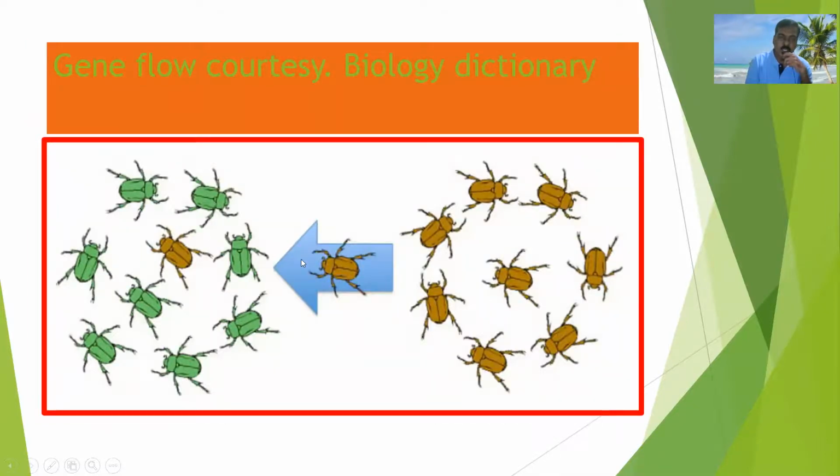Here you can see there are two populations. One of the individuals is migrating towards the A population, where it can mix with another individual and reproduce. They go for interbreeding and produce fertile individuals, where there is a chance for the mixing and reshuffling of the genes in a gene pool. This is called gene flow.